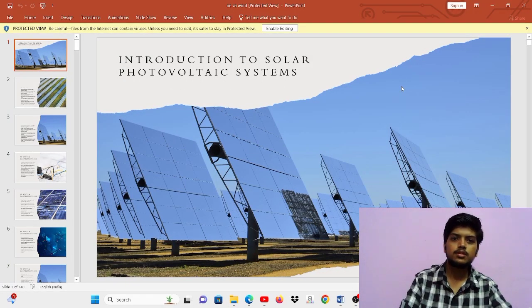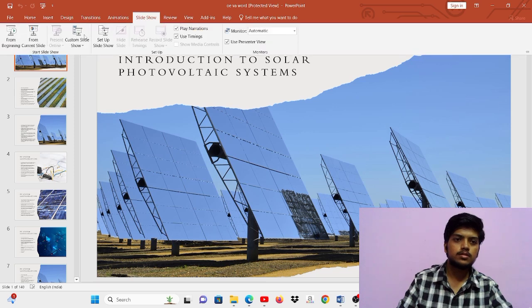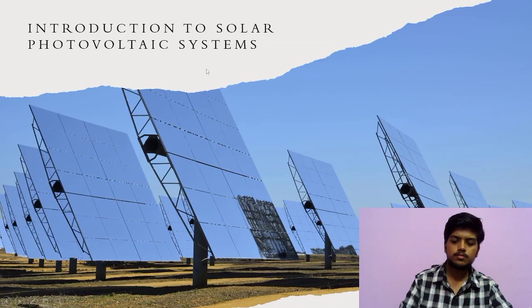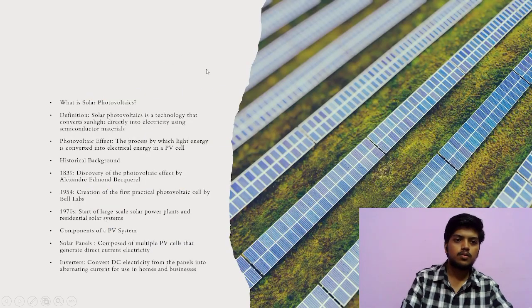Photovoltaic systems. What is photovoltaics? Definition: solar photovoltaics is a technology that converts sunlight directly into electricity using semiconductor materials. A photovoltaic system is the process by which light energy is converted into electrical energy in a PV cell.